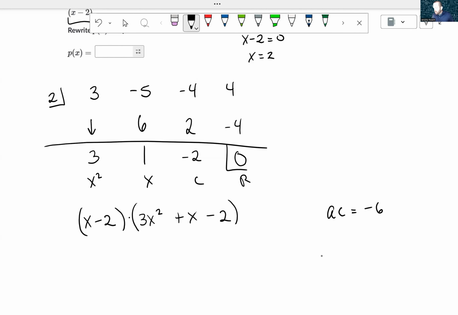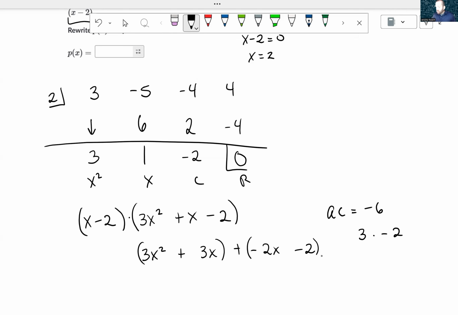B is equal to 1. So this one's a little bit easier. This is 3 times -2 is the numbers that we're going to use for that one. So this is 3x squared plus 3x minus 2x minus 2. And we put a plus between there. We're going to factor this by grouping.